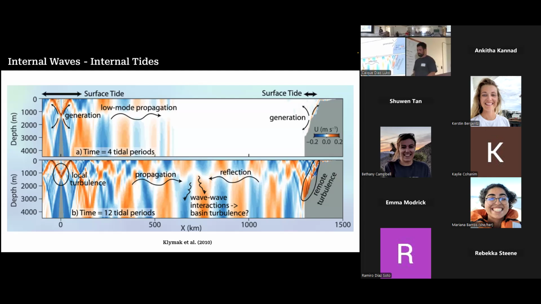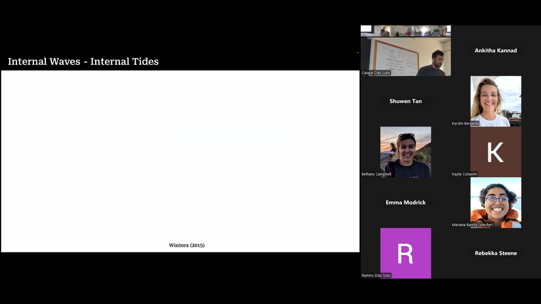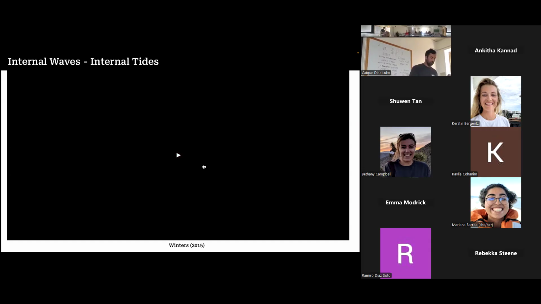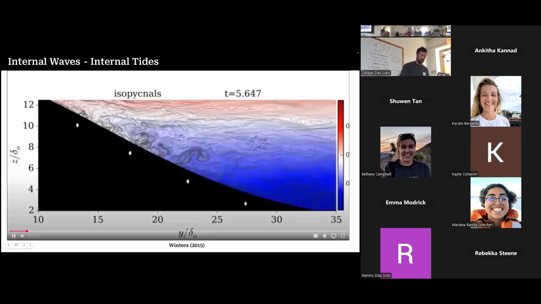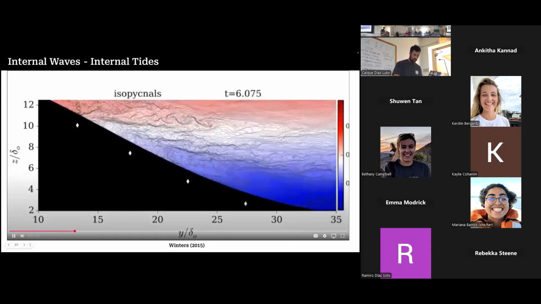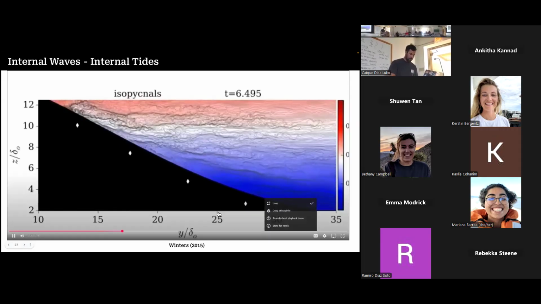And then again, part of these waves, the high mode internal tides, get dissipated locally, but the low mode waves can propagate offshore and away, and they're going to interact with the shelf break in different regions where they can generate more turbulence. Next, I want to show a video of this simulation of these waves generating turbulence.